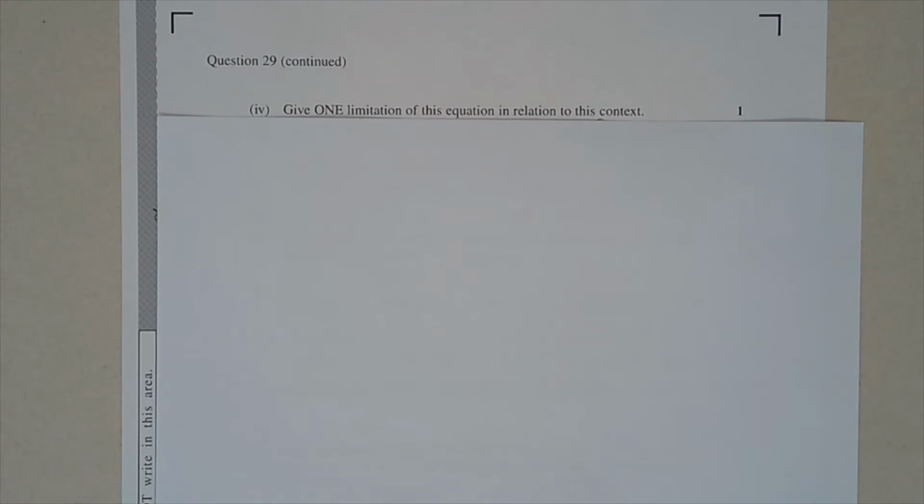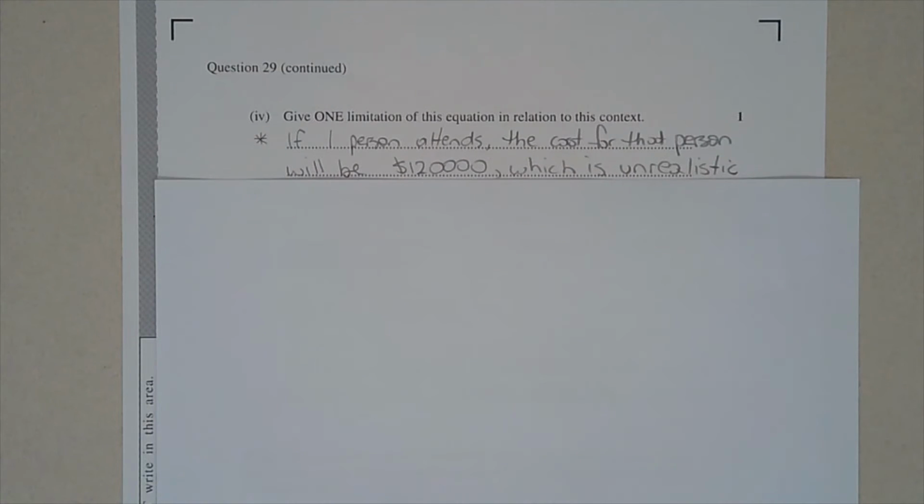Part 4. Give one limitation of this equation in relation to this context. Now this is an open-ended question, which means there's more than one correct answer, and you only need to state one limitation. I'm going to go through a few suggested solutions, so there's obviously more than this, but these are the ones that I came up with. If one person attends, the cost for that person will be $120,000 according to the model, which is unrealistic given the context, which is a music festival. So it doesn't make sense for one person to attend.